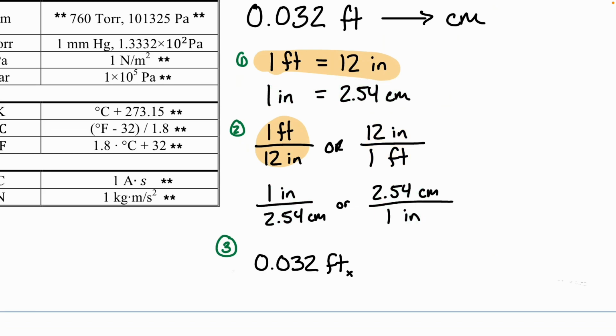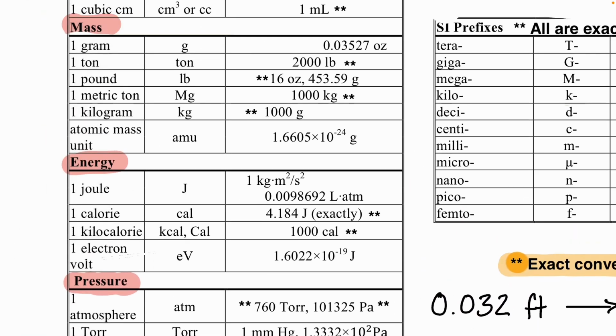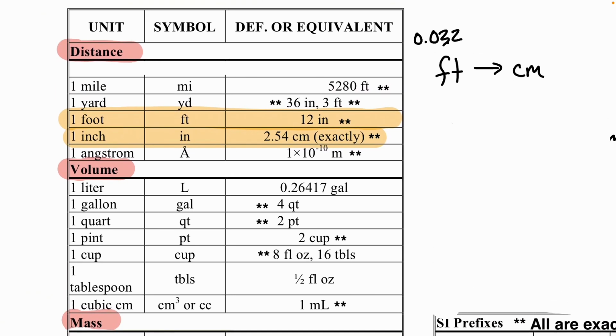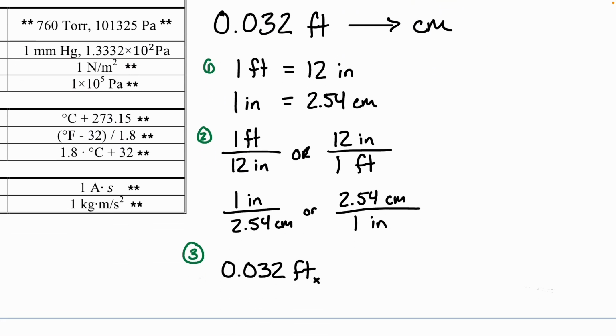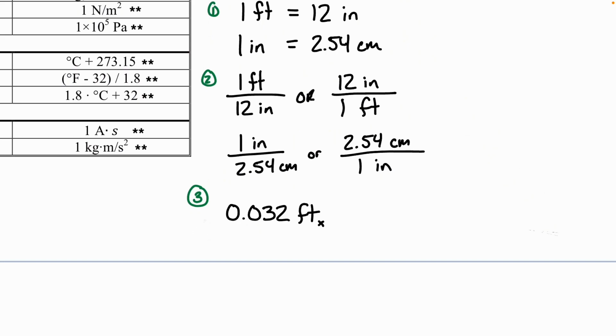All right. 12 inches exact. So we'll do sig figs here, but yes, if we look at our table here, we see that both of these have the double asterisks. All right, so take my 0.032 feet, and I've got A, B, C, or D. Which one am I going to use? B, so that'll cancel the feet out.